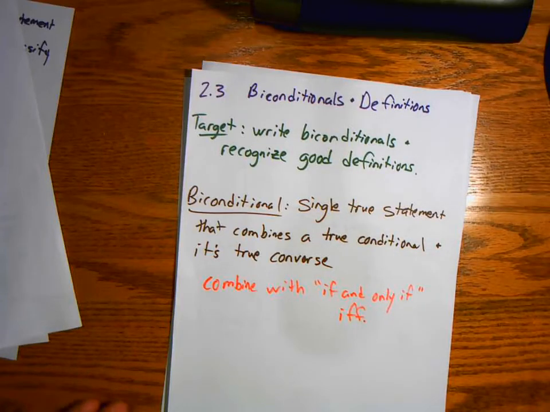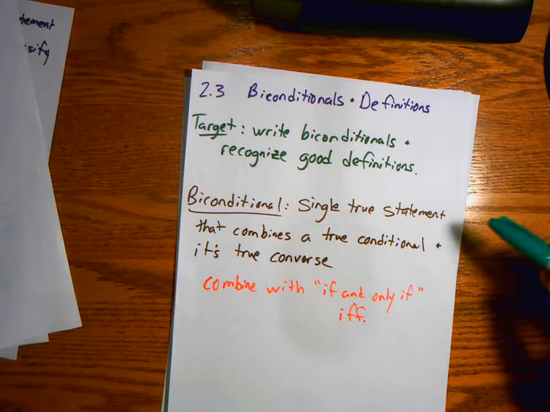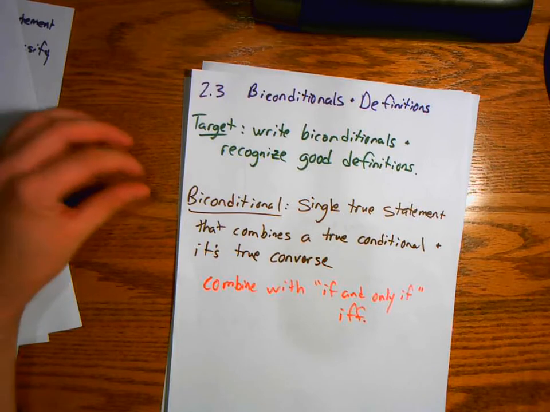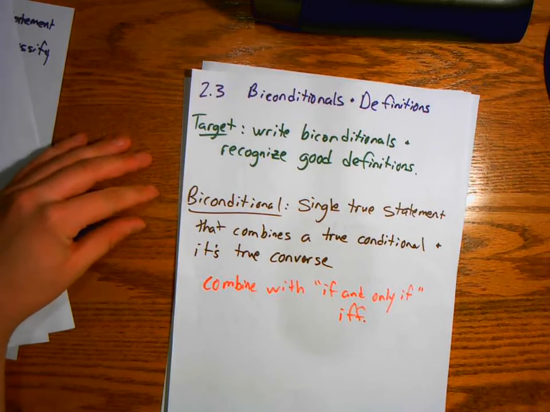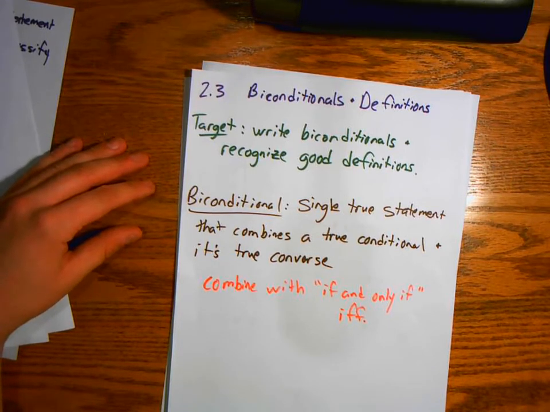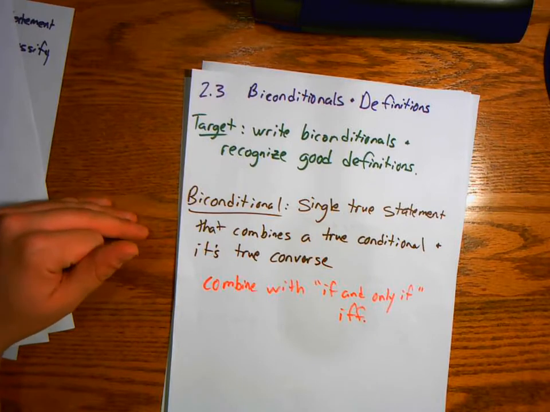Hello, this video is on section 2.3, which is biconditionals and definitions. The learning target is to write biconditionals and to recognize good definitions. Now, a biconditional is a single true statement that combines a true conditional and its converse.